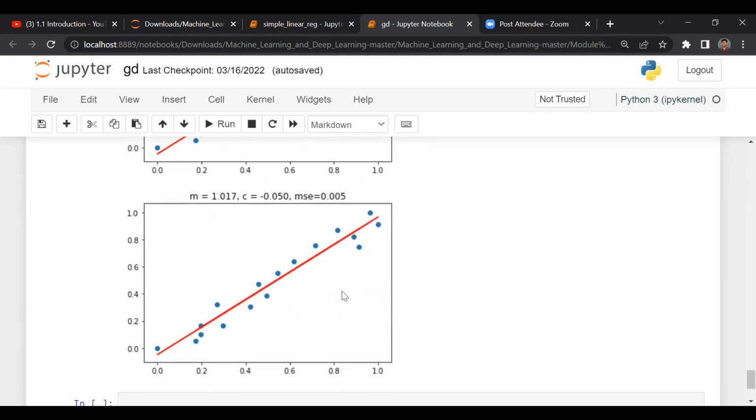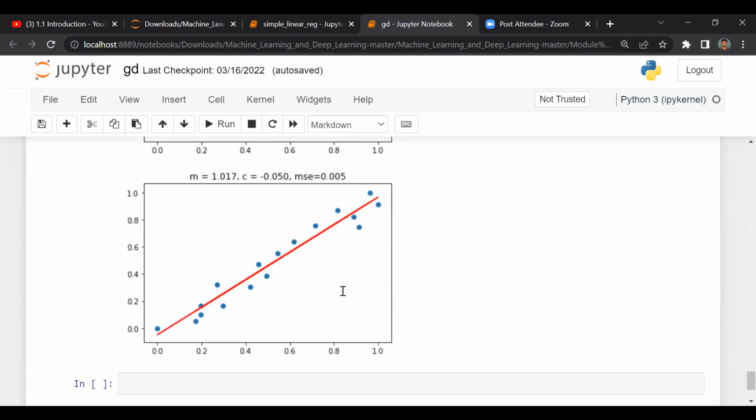You might not see the differences because it's a very small adjustment, but the point is it keeps on adjusting and finally finds the best line through all the data points. This is what linear regression is.